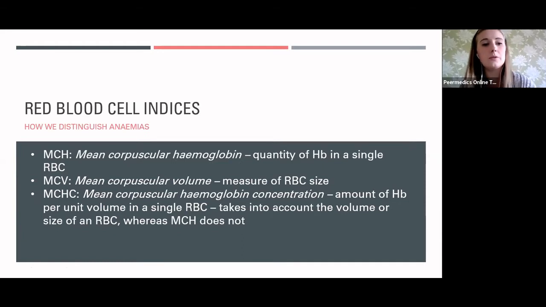So just to go over them, you've got MCH, or mean corpuscular hemoglobin, which is how much hemoglobin you've got in a single red blood cell. Your mean corpuscular volume, which is an indicator of the size of red blood cells. So you can be microcytic, normocytic, or macrocytic, which is how we divide the anemias, which we'll be going into. And you can get mean corpuscular hemoglobin concentration, which is how much hemoglobin there is in a single unit volume.